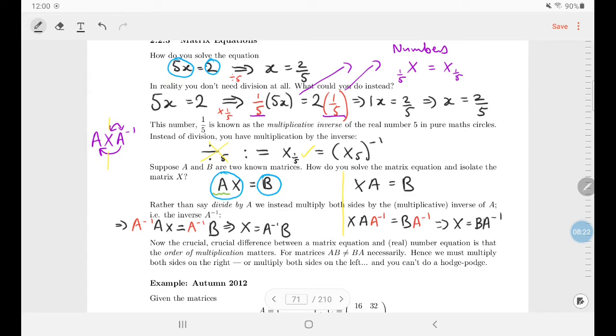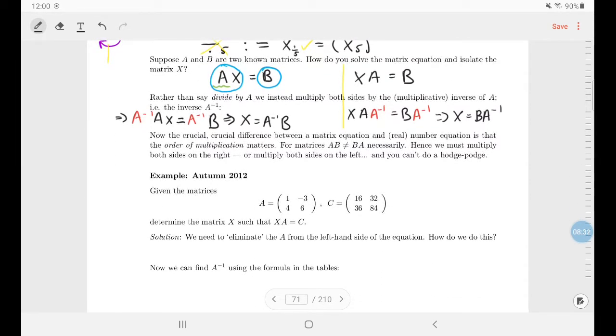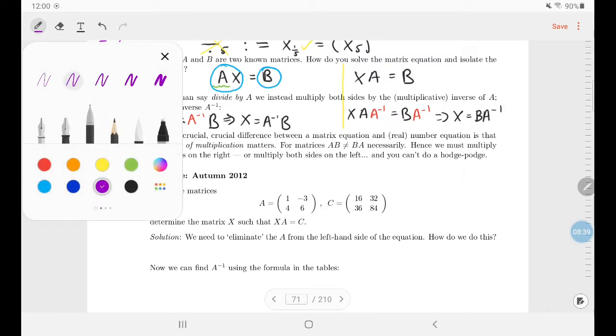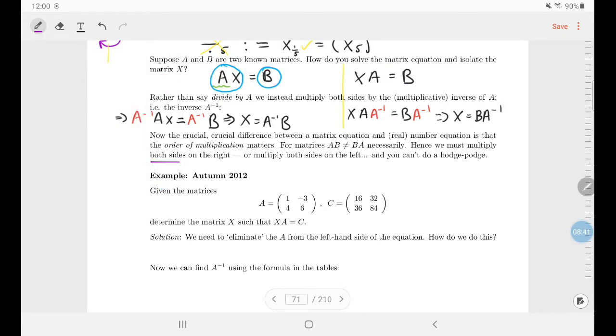The crucial difference between a matrix equation and a real number equation is that the order of multiplication matters. So AB is not necessarily equal to BA. Now, occasionally they are, but in general, you assume they're not. Hence, we must multiply both sides on the right, which is here, or both sides on the left, which is here. You can't mix and match, because then you're not doing the same thing to both sides.